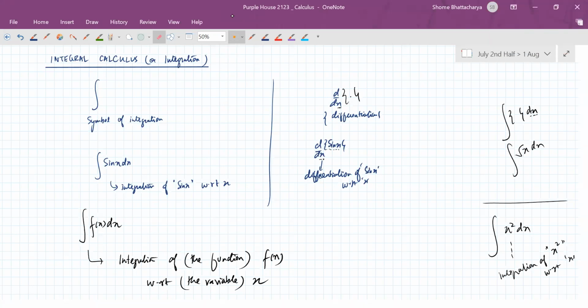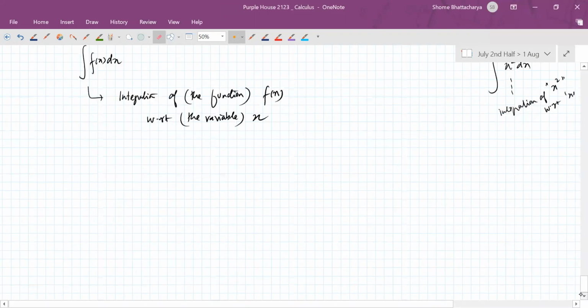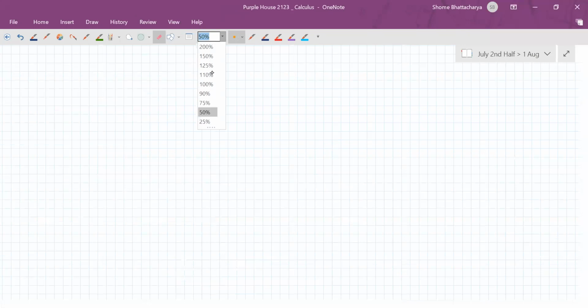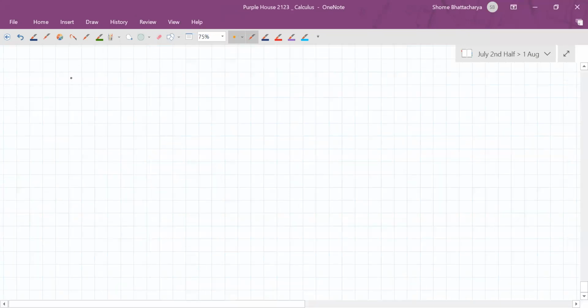Okay, understood this one. Now the next thing, see, once you understood this is just the symbol, we haven't understood anything about integration yet. So we come to the meaning of it.